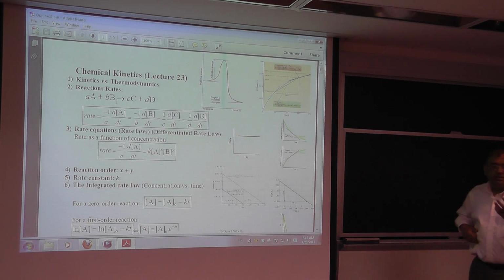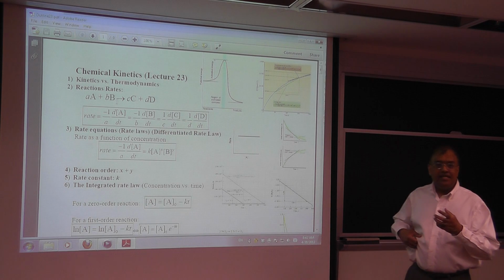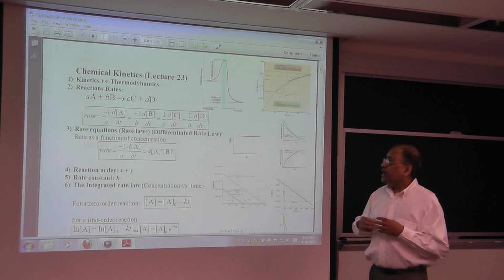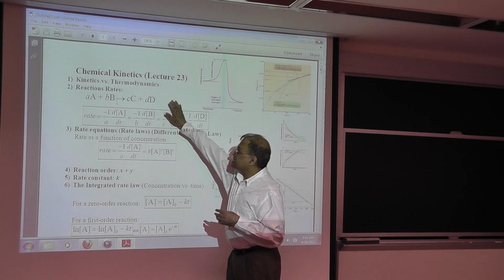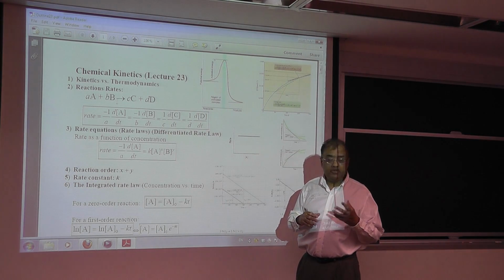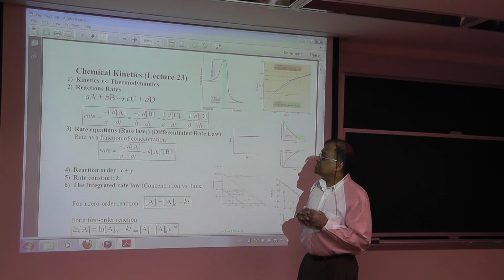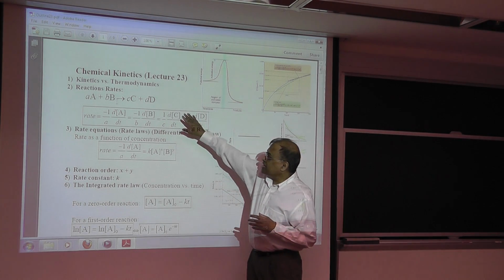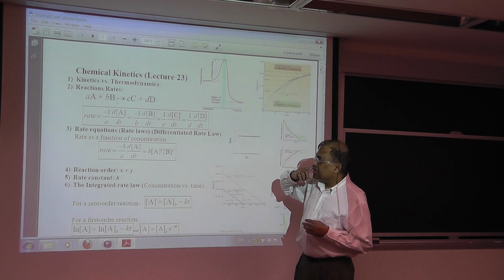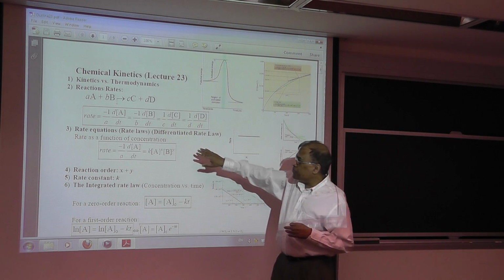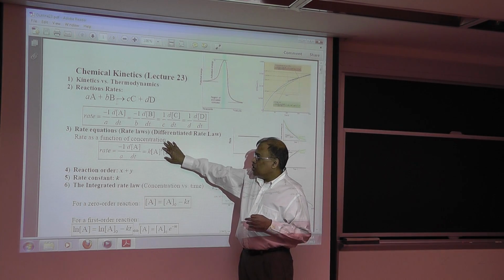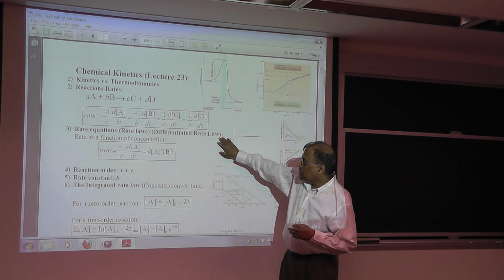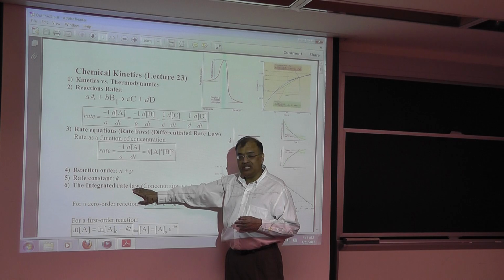Chemical kinetics is the study of how fast a chemical reaction occurs. We're going to look at the difference between kinetics and thermodynamics. Remember, we spent the last 6 lectures looking at thermodynamics. We will see how to define a reaction rate. We will talk about what are called rate equations, which can either be differentiated rate laws or integrated rate laws.